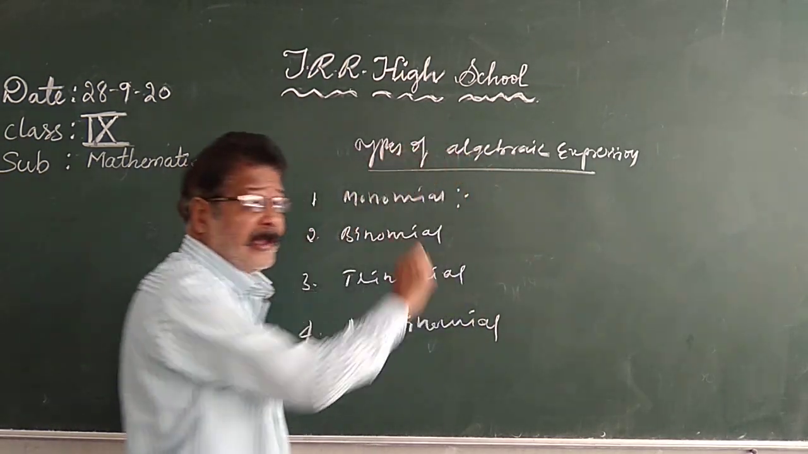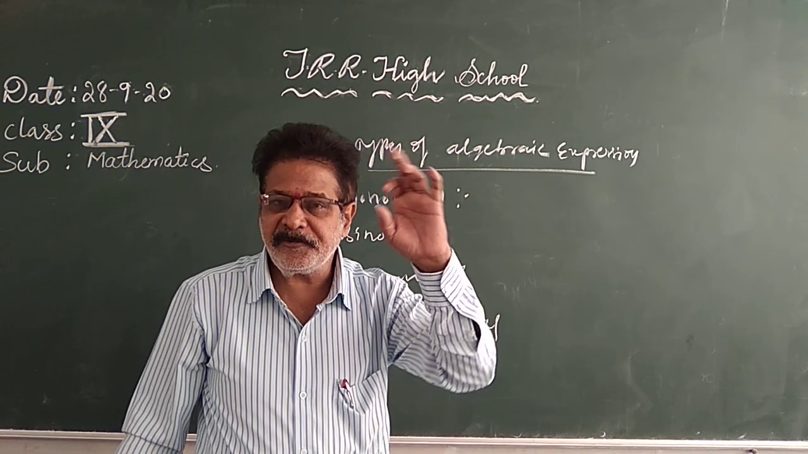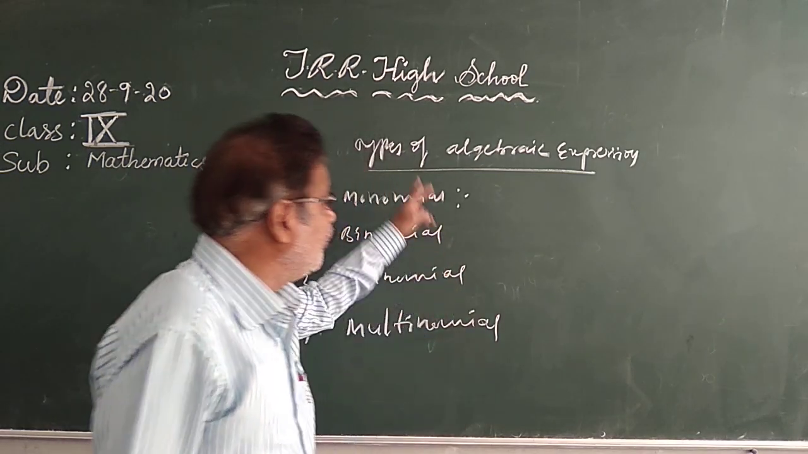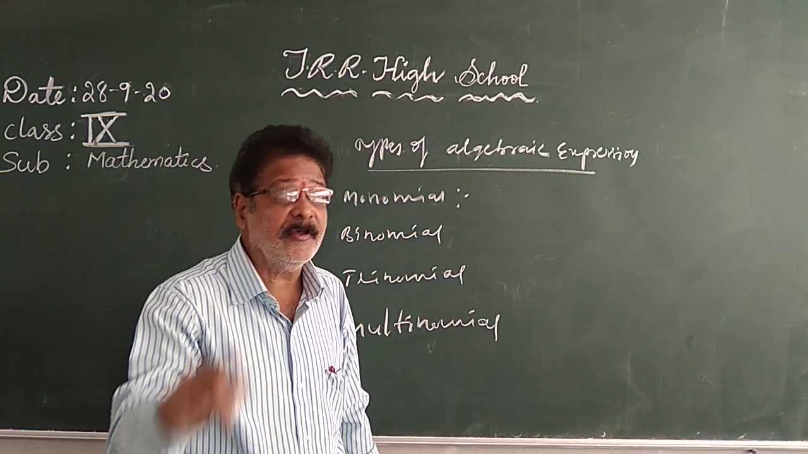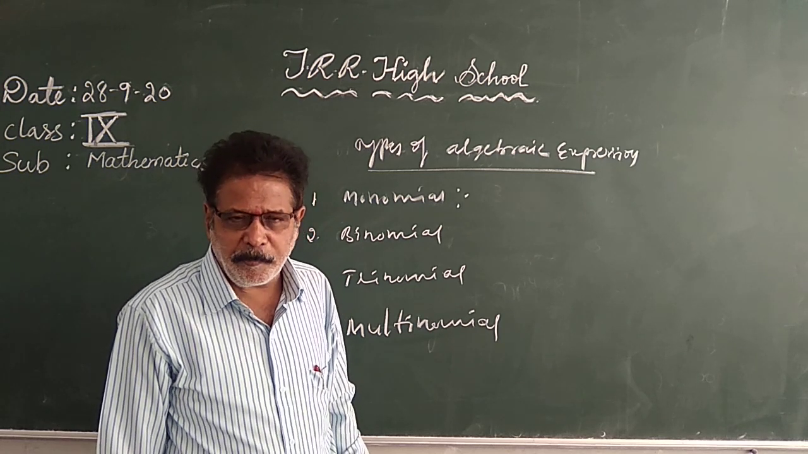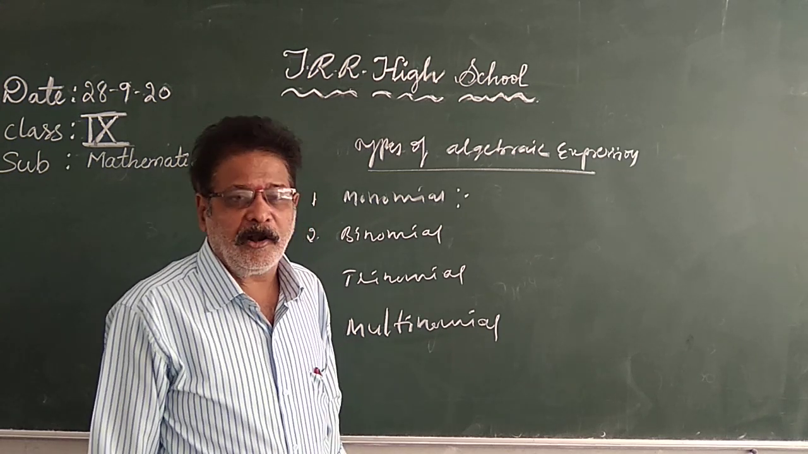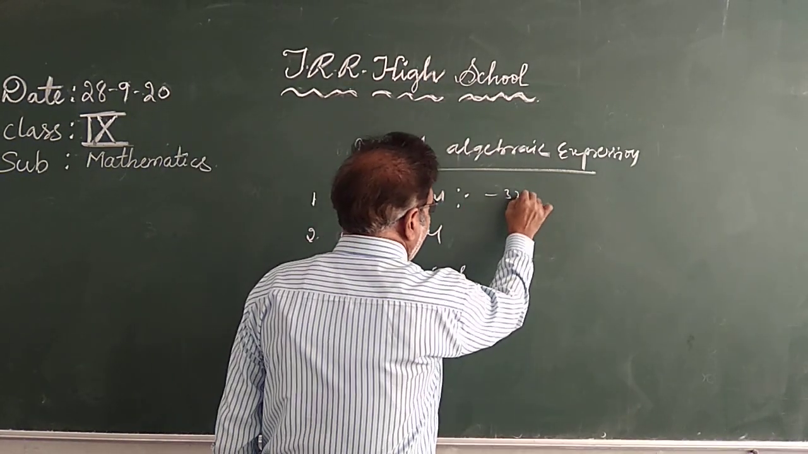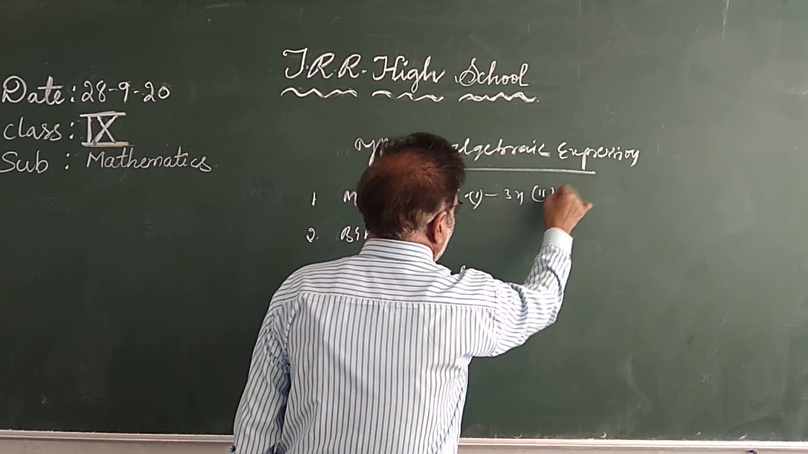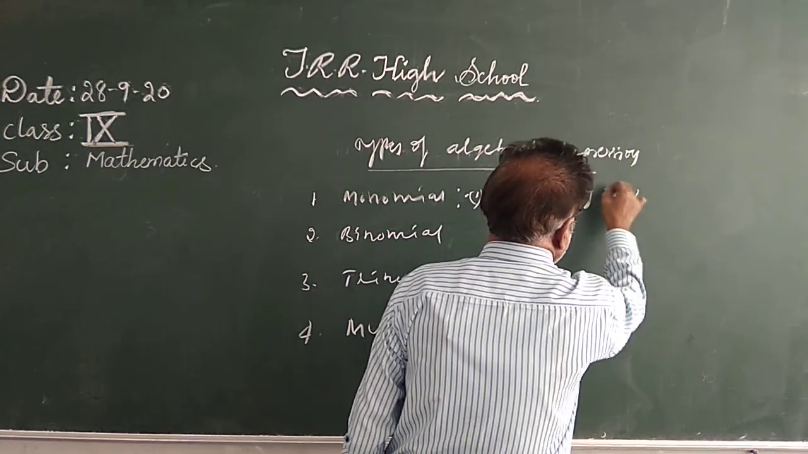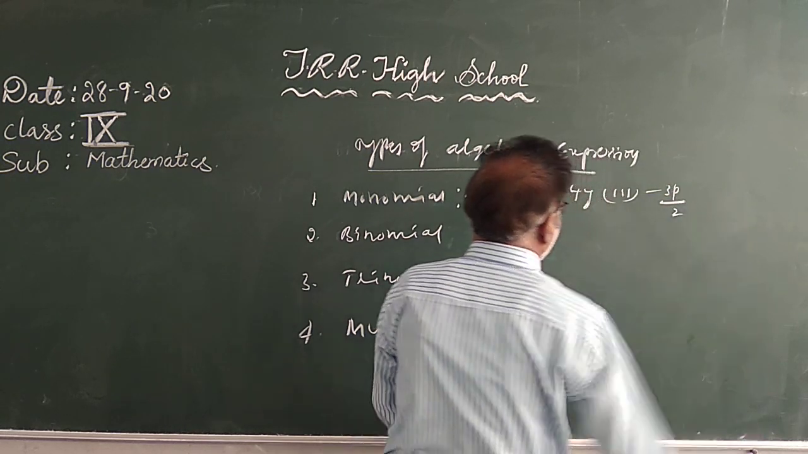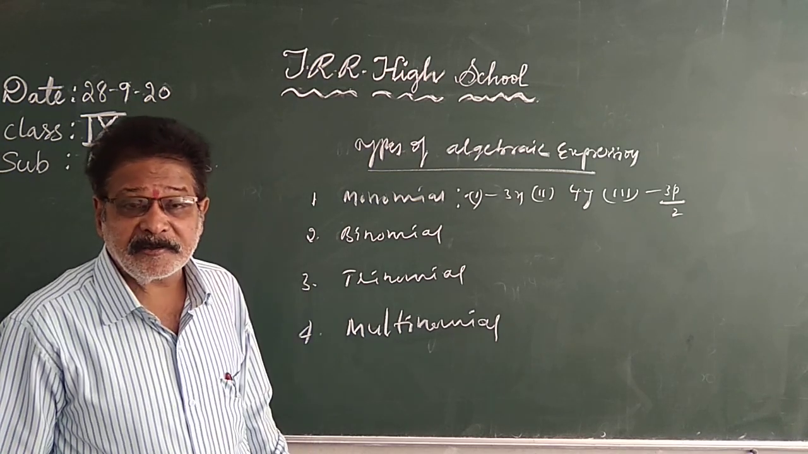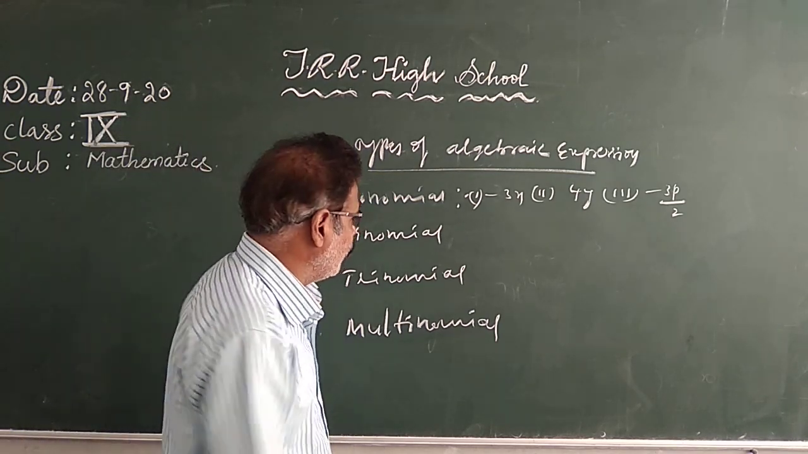What is a monomial? A monomial means an algebraic expression having a single term. Mono means one. Example, minus 3x, 4y, minus 3p by 2. These are monomials. What is a monomial? An algebraic expression having a single term is called a monomial.